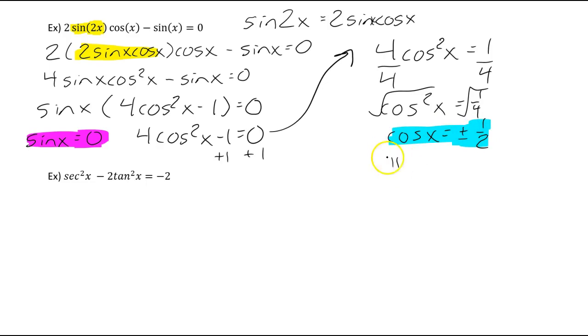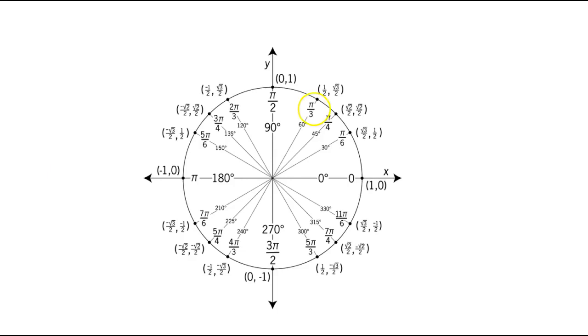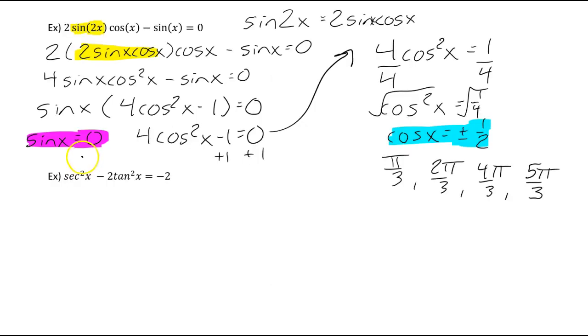So we would get pi over 3, 2 pi over 3, 4 pi over 3, and 5 pi over 3. Remember, those are just from your unit circle. I'm finding everywhere that cosine is 1/2. So all of my denominators of 3 give me those values. And then I do know my purple right here, sine x equals 0. I haven't done that yet, which is just 0 and pi. So you technically get a total of 6 answers for this problem. 0, pi, and then pi over 3, 2 pi over 3, 4 pi over 3, and 5 pi over 3.